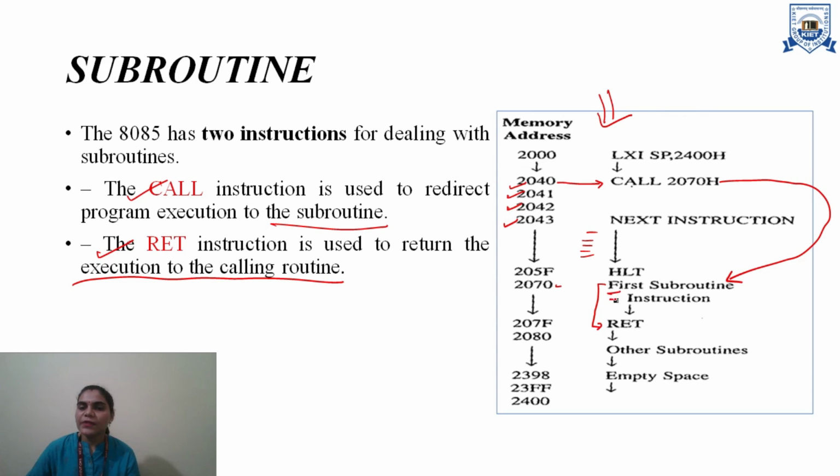The subroutine will be executed, and when it ends, the control will be returned to the next instruction of the calling routine. So in this way, the subroutine is called and the control of execution is transferred to the location where the subroutine is written. Now the processor executes the subroutine. When it finishes, it returns to the next instruction of the calling routine.